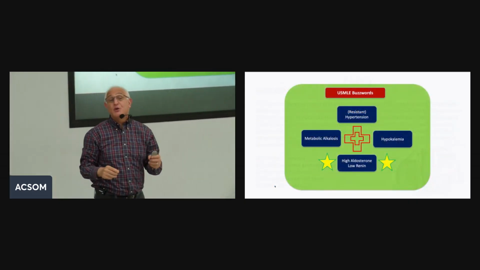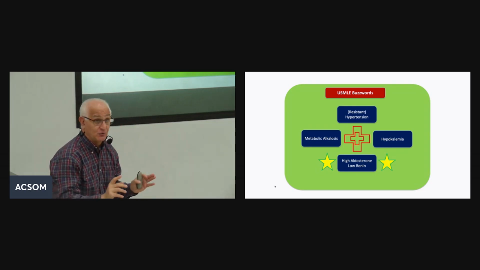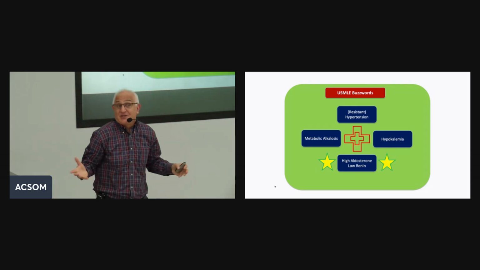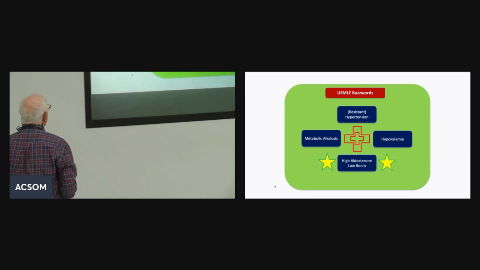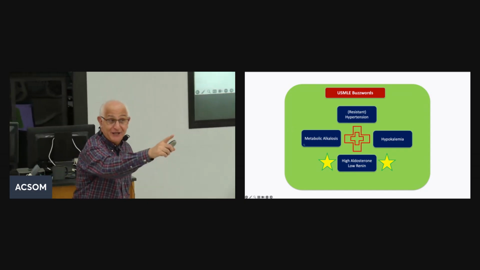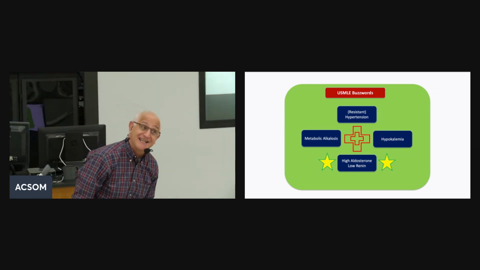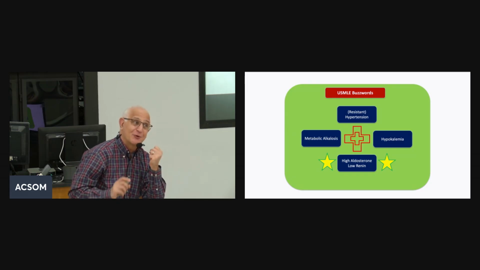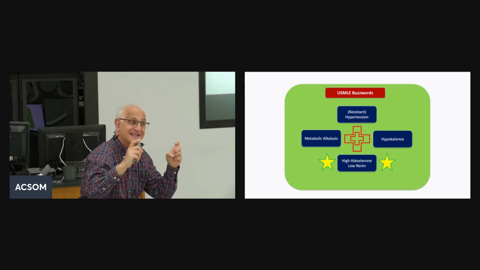USMLE buzzword, this one you need to tattoo it in your brain. Really need to. There's a lot of questions on this. Resistant hypertension. This is a hypertension that is difficult to treat. Then you have metabolic alkalosis. Do you remember metabolic alkalosis? Why is it? Intercalated cells. Do you remember? Potassium was absorbed, hydrogen was secreted. You get alkalosis, right?